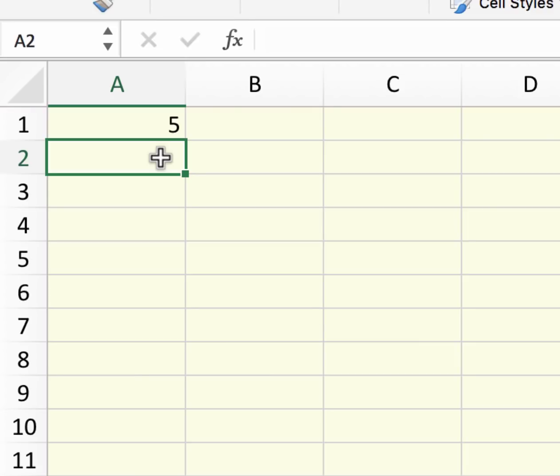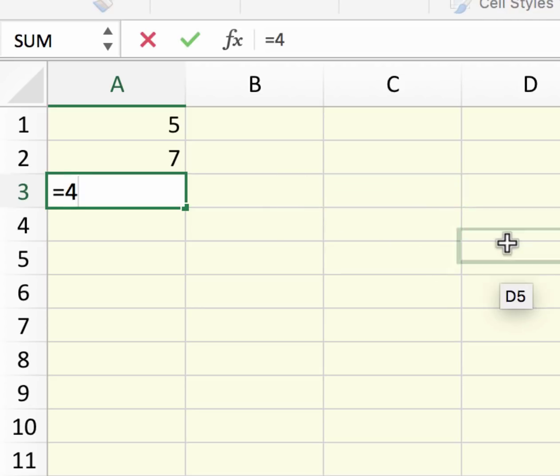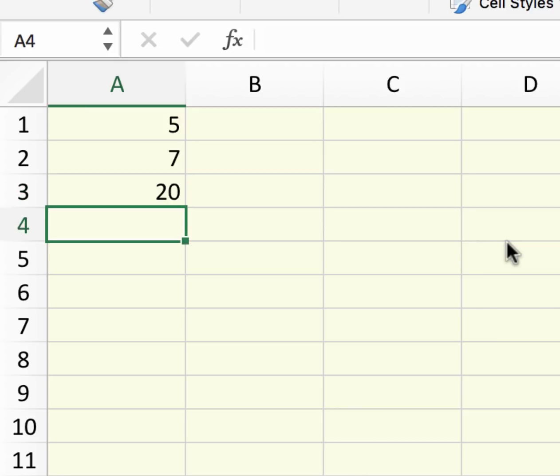Subtraction works in the same way, so let's do 10 minus 3: equals 10 minus 3, enter, and 7. That's correct. Multiplication uses the asterisk symbol: equals 4 asterisk 5. Asterisk is Shift 8 on a computer keyboard. And so 4 times 5, enter, is 20, correct.